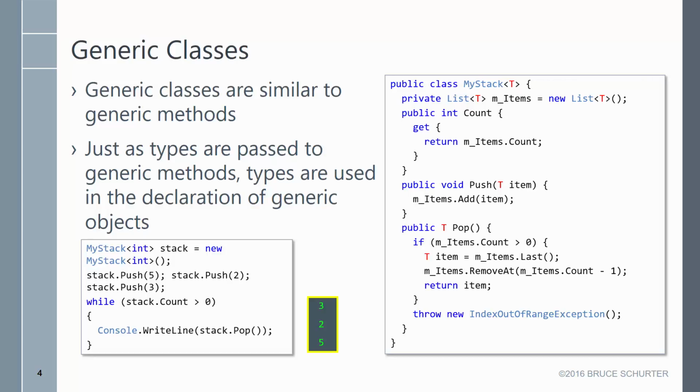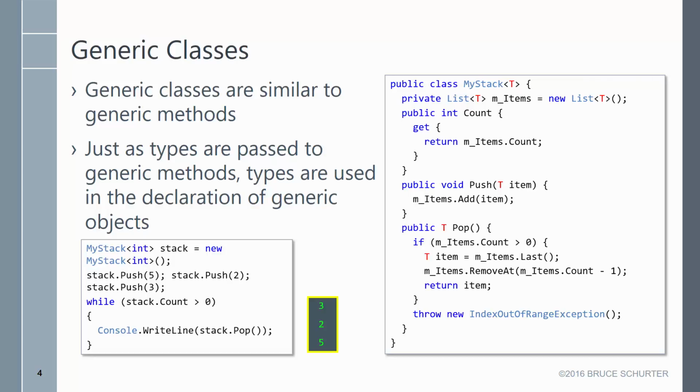Then we create a function which returns a value of type T called pop. And assuming that there are values in the list, we get the last value in the list using the Last extension method. Then we store it in a value of type T, and we return that item and remove the item out of the list.